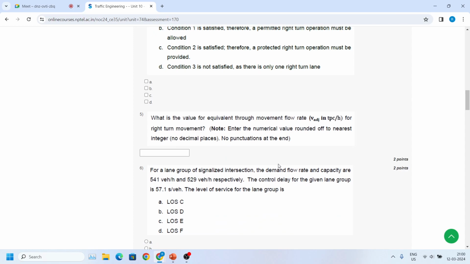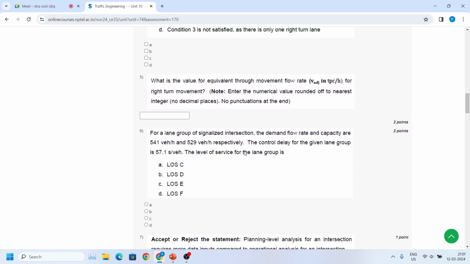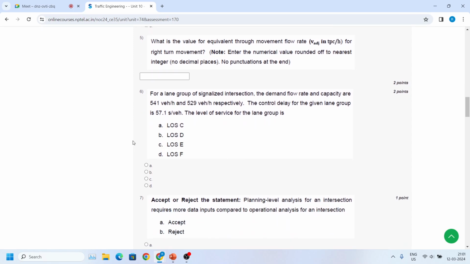And then for a lane group of a signalized intersection, the demand flow rate and capacity are given. Control delay for the given lane group is given. The level of service you have to estimate, right? So V by C ratio you have to find out. Control delay is given. So with that, there is a table. From that, you can answer it, right? It's not that difficult. This is also easy.